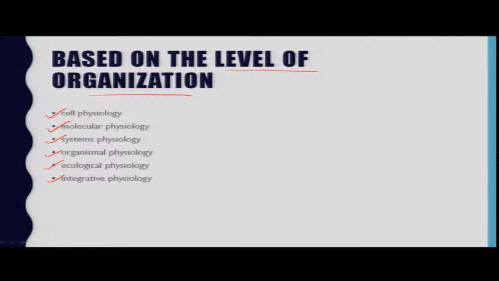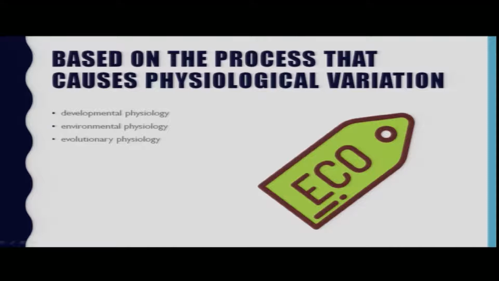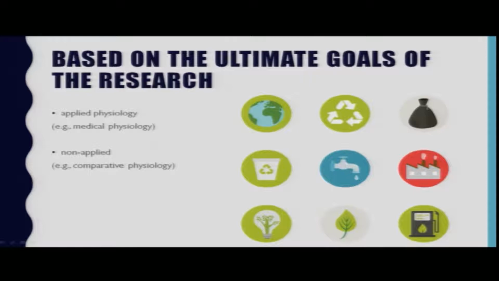Also, based on the process that causes physiological variations, there are developmental physiology, developmental in the sense of human evolvement, environmental physiology, and evolutionary physiology. So these are the three categories into which physiology is divided, and based on these topics physiology is studied. Also, based on the ultimate goal of the research, it is divided into applied physiology and non-applied physiology.